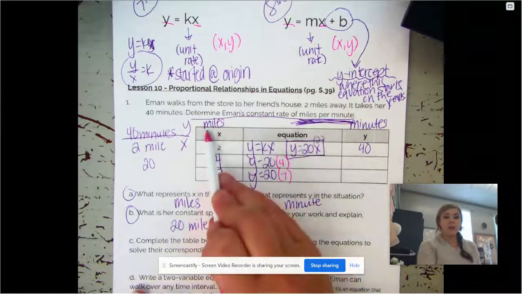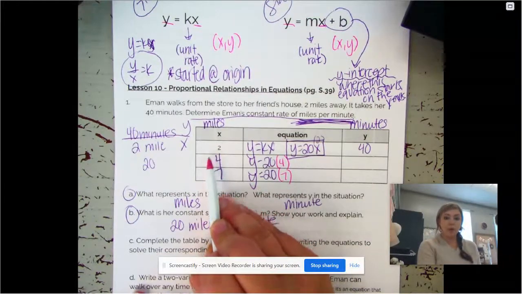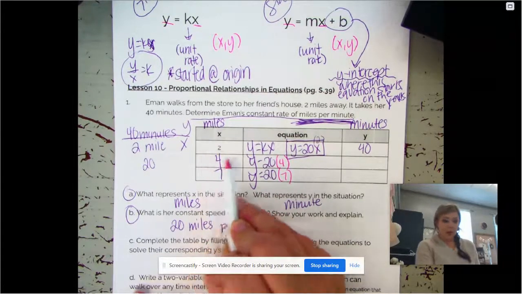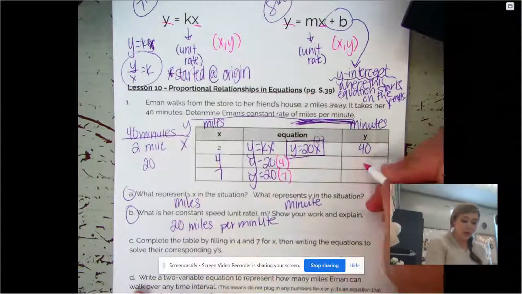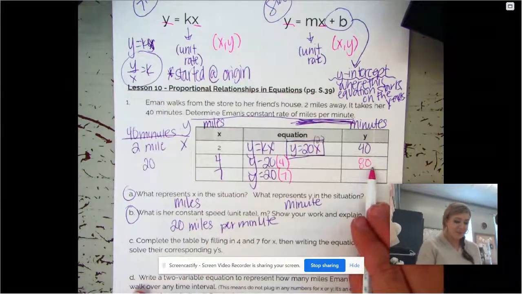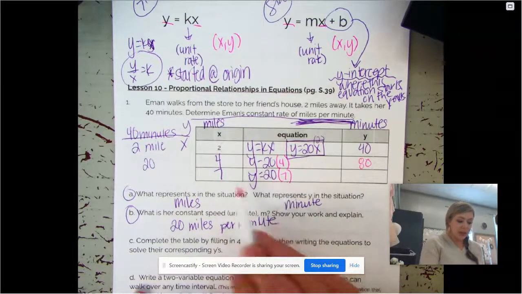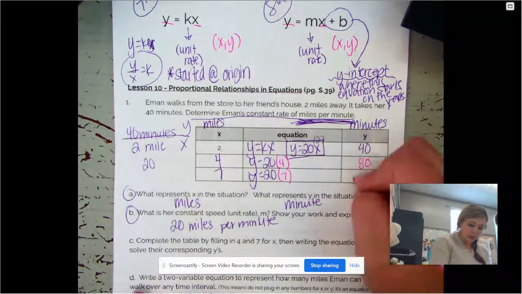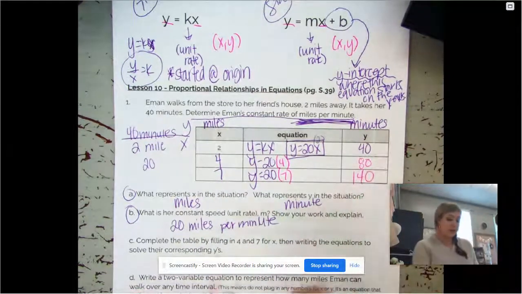And of course, this means if I were traveling 4 miles, I could do 20 times 4. And I know Eamon, not me, Eamon would take 80 minutes. And then 20, plugging in 7 for x, which would be miles, then we could do 20 times 7, and it would take him 140 minutes. So this is filling in the table up here.